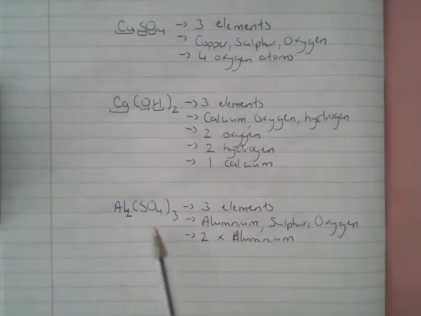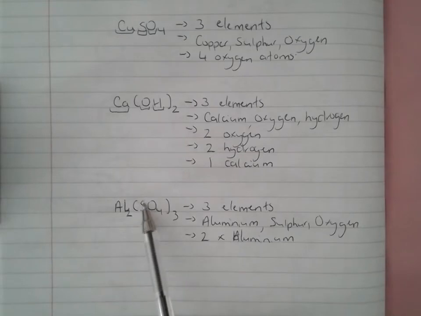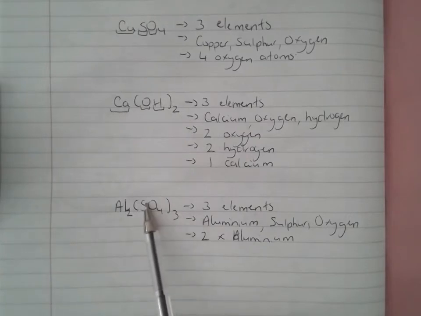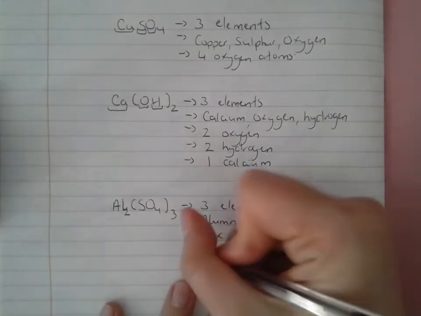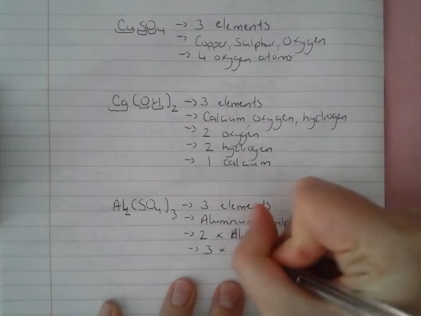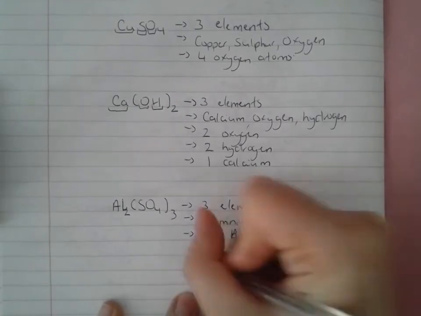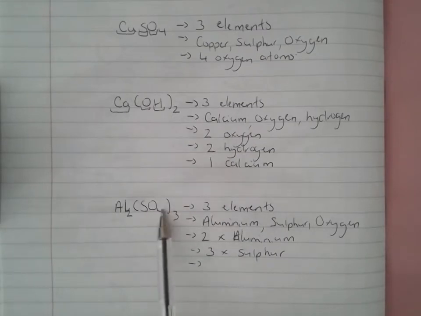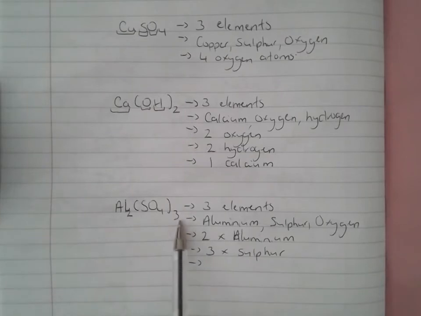Got 2 aluminiums, okay? Sulfur is inside the bracket, so I'm going to multiply it by the number that's outside the bracket, okay? Got 1 sulfur inside the bracket, there's a 3 outside, that means I have got 3 sulfurs. And then I look at oxygen, okay? Oxygen inside the bracket, I've got 4 oxygens inside the bracket, and then I've got a 3 outside the bracket.